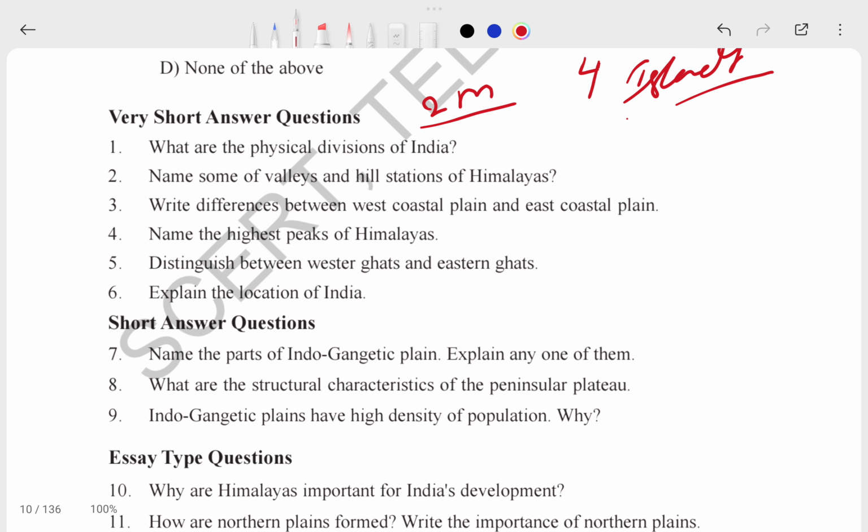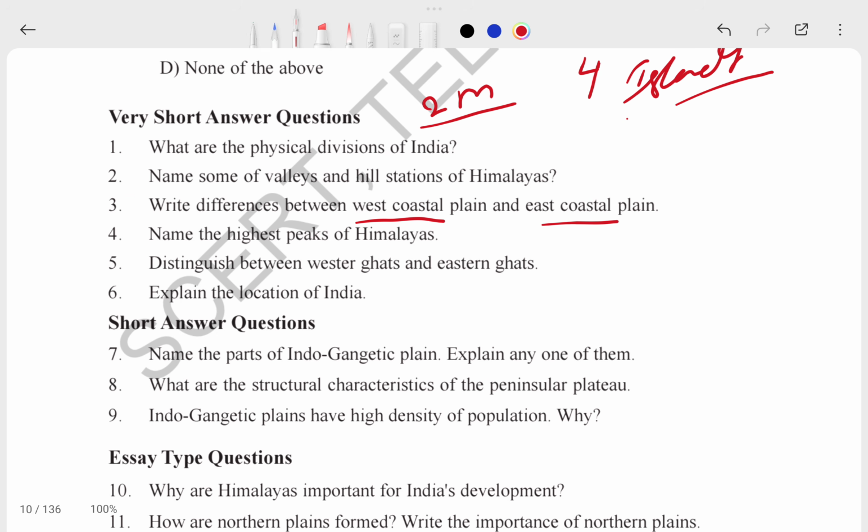Name some of the valleys and hill stations of the Himalayas. You have to tell about the hill stations which are situated in the Himalayas. Write the difference between the west coastal plains and the east coastal plains. Name the highest peak of the Himalayas.